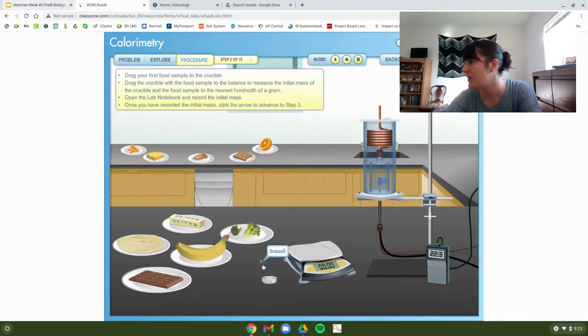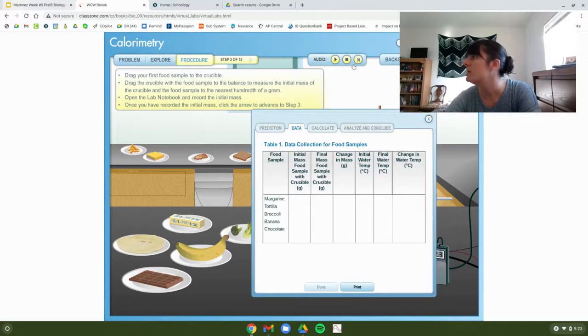Okay, let's start with broccoli. It's closest. Let's take some broccoli sample, put it in my crucible. Let's get our initial mass. Looks like 16.07. Let's go to our lab notebook and say, okay, I'm starting with the broccoli, and 16.07.